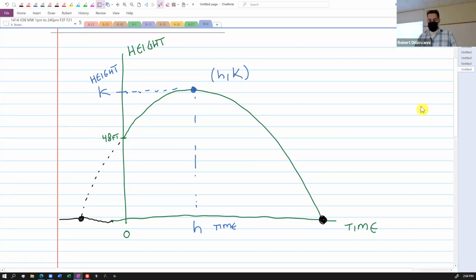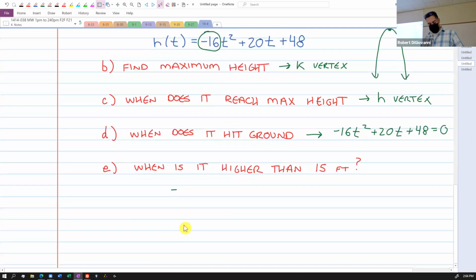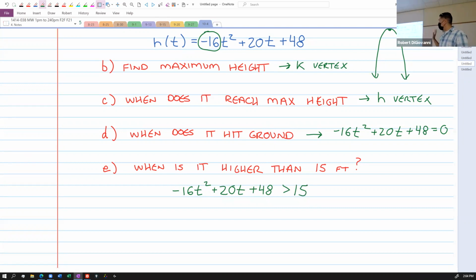And what is the last question asking? That's right. So it's asking, when is the height of this object bigger than 15? This is the quadratic inequality I was talking about. It's asking, when is negative 16t squared plus 20t plus 48 bigger than 15? And that's what we started class with, right? That's a quadratic inequality. So you move everything over to one side and then you go through the steps. Understand?